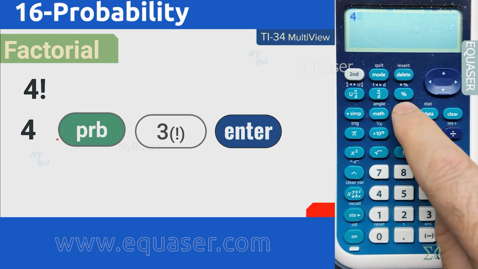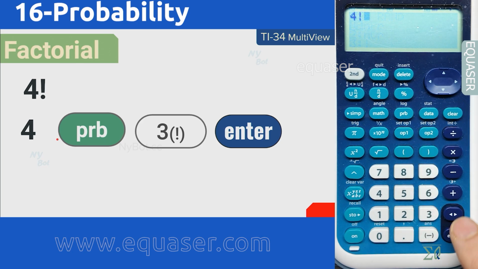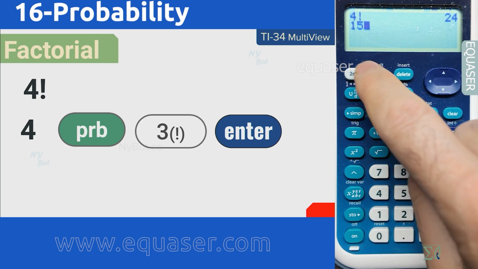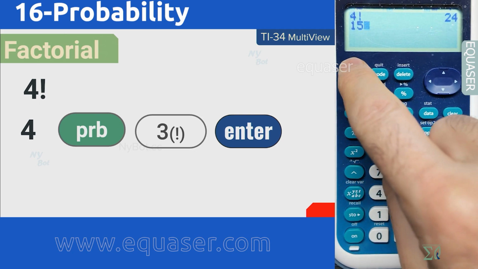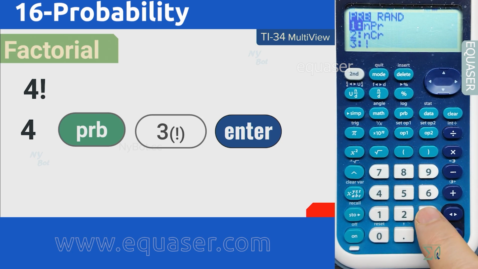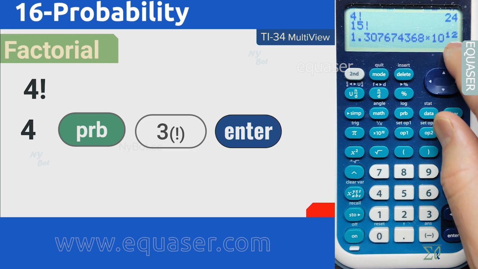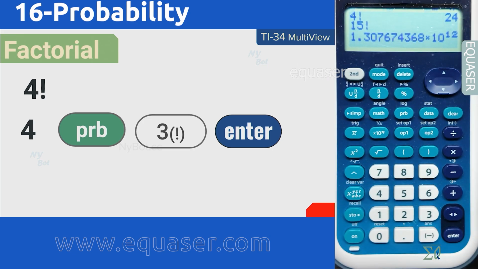Now let's have a look at the factorial. 4 PRB and then 3, that's factorial, evaluated. If you want, PRB and 3, that's the answer. It's huge. It does not fit.